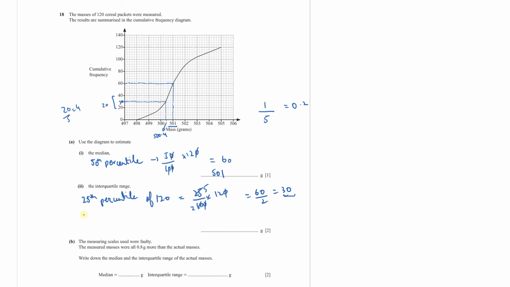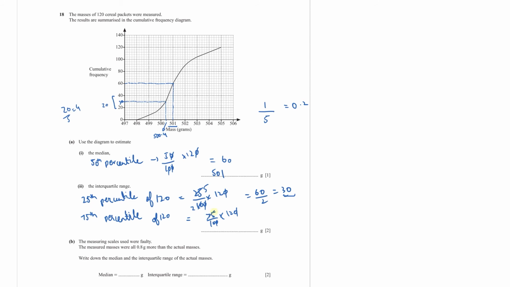And then similarly, what is the 75th percentile of 120? That is 75 over 100 times 120. Again, these zeros cancel out.